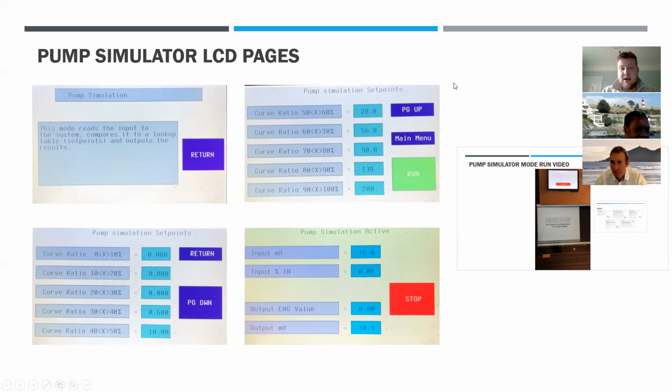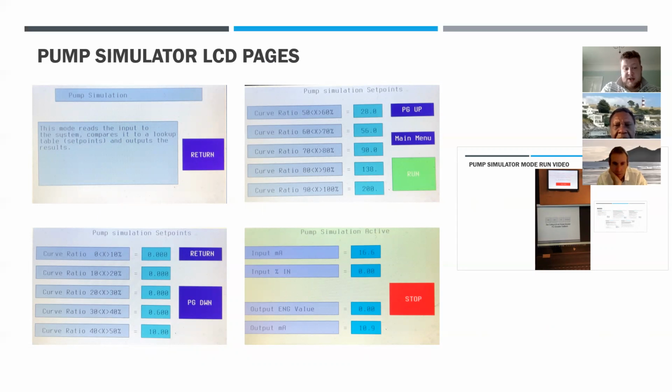So these are the four screens. The top left screen is the information page. This is when you click the info button next to the mode. It just gives a brief description of what this mode does. So this mode reads the input of the system and compares it to the lookup table and outputs the result.